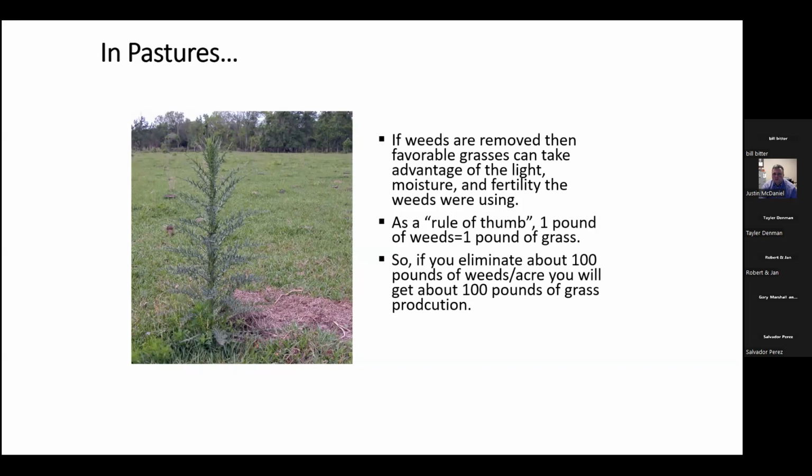But basically, the concept of controlling those weeds is, if you remove those weeds, you give the favorable grasses an opportunity to have a competitive advantage, to compete for the light, the moisture, and the fertility as well. The general rule of thumb is you're going to see about 1 pound of weeds per 1 pound of grass. So if you control a pound of weeds, you could expect to gain a pound, or you basically lose a pound of grass for every pound of weeds. So if you eliminate 100 pounds of weeds per acre, depending on the situation, you could potentially get an additional 100 pounds of grass production in that pasture.